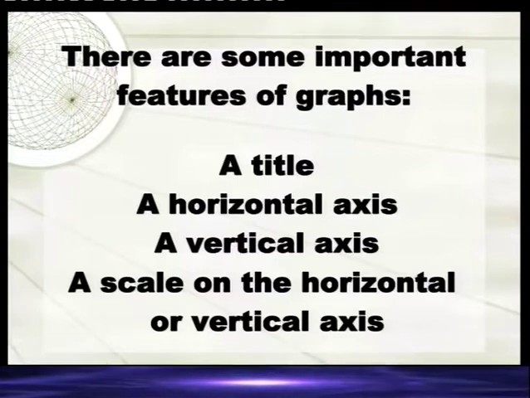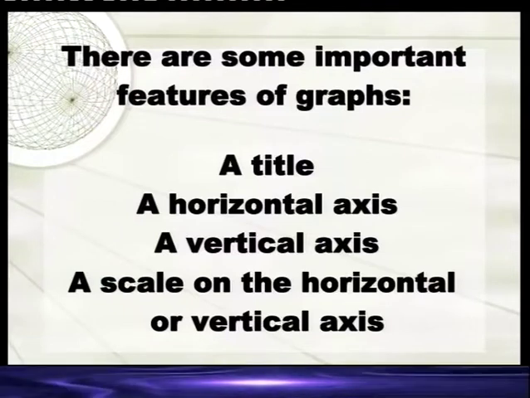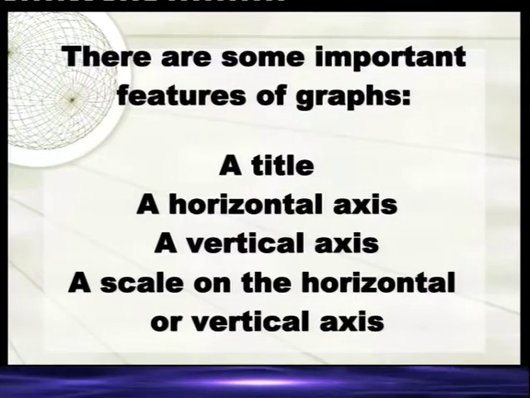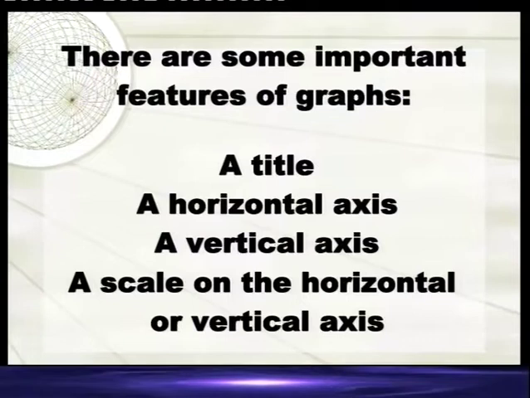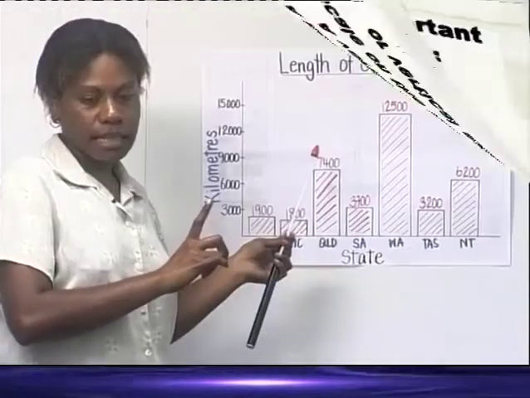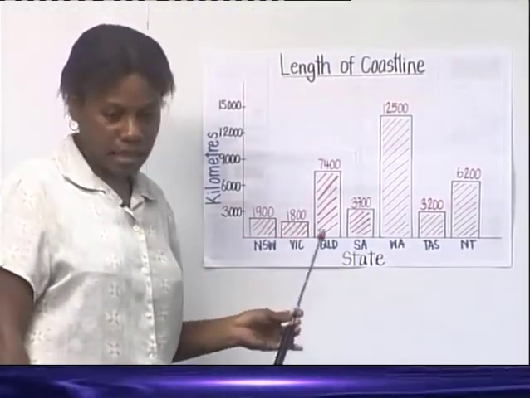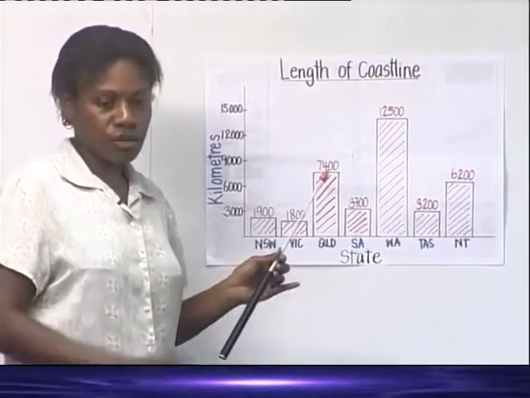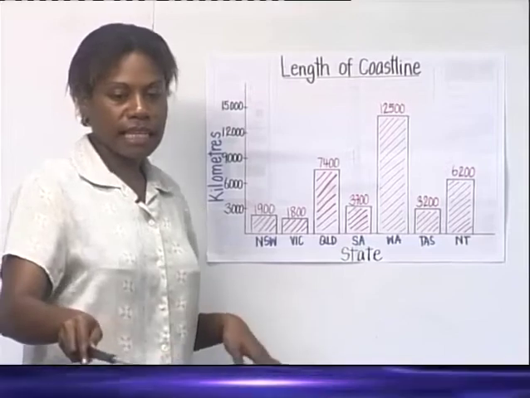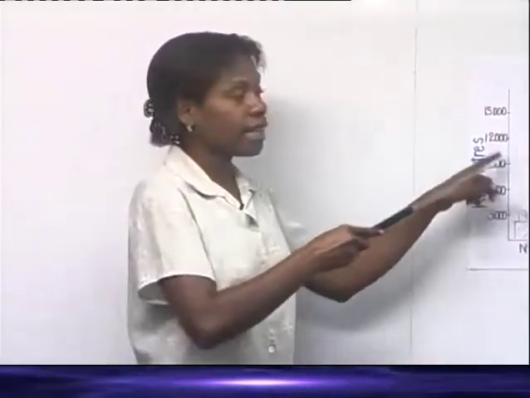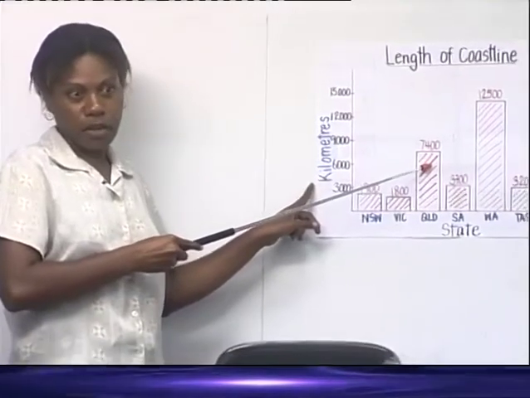Okay. All right, it reads, what are some of the important features of graphs? Some of the important features that you can find on a graph so that the reader can understand the information on a graph, okay? These are some of the features: a title, the horizontal axis, vertical axis, and the scale on the vertical or horizontal line. So again, these are some of the features that you find on any graph.